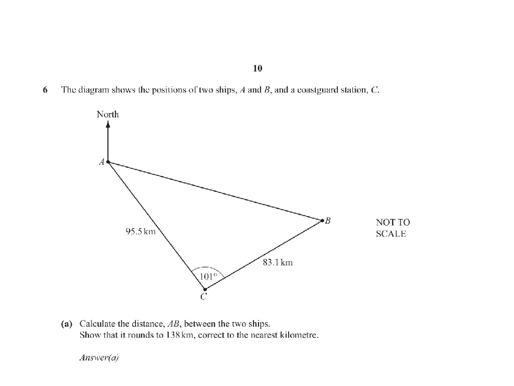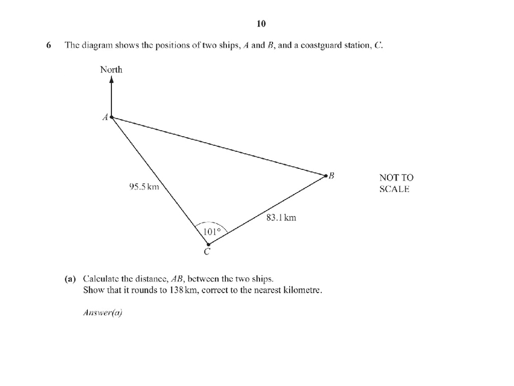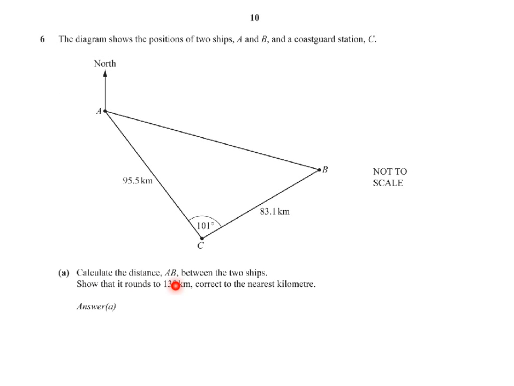It says the diagram shows the position of two ships, A and B, and a Coast Guard station, C. Very good. We have two lengths and we have an angle. Now the question is, calculate the distance AB between the two ships and show that it rounds to 138 kilometers, correct to the nearest kilometer. So it's very nice that they give me the answer already, because if I get anything different than that, then I know I made a silly mistake.